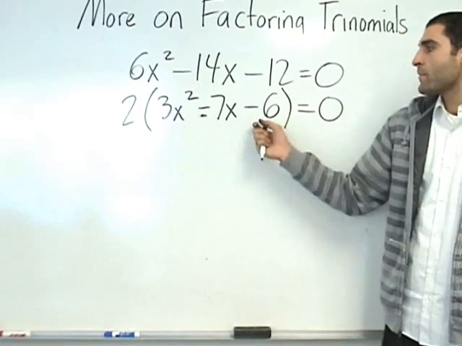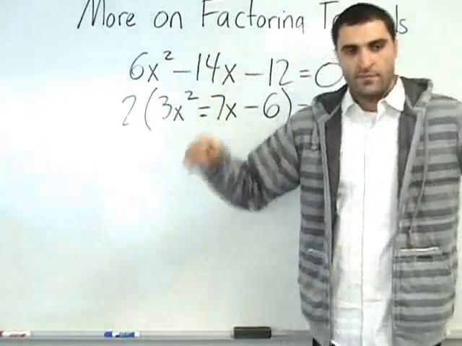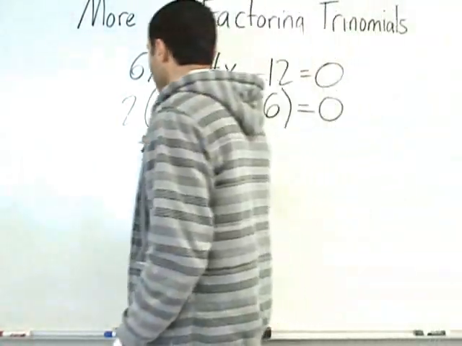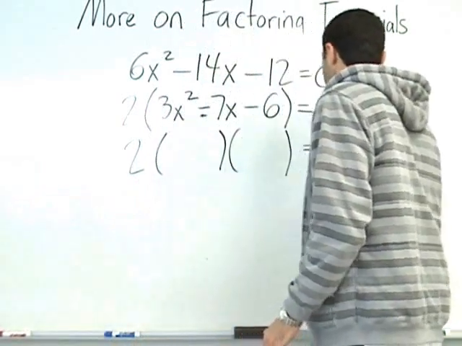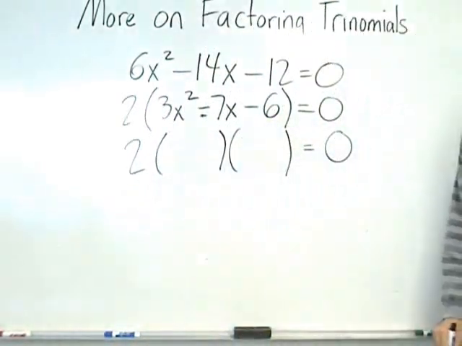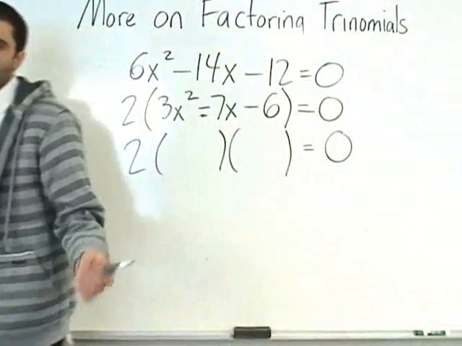So now we have a trinomial. We can't take out any more factors, so we turn it into our parentheses. How would we do that? Good question. Let's do it. Do you have to write the 2? Yeah, you have to write the 2. It's part of the problem.